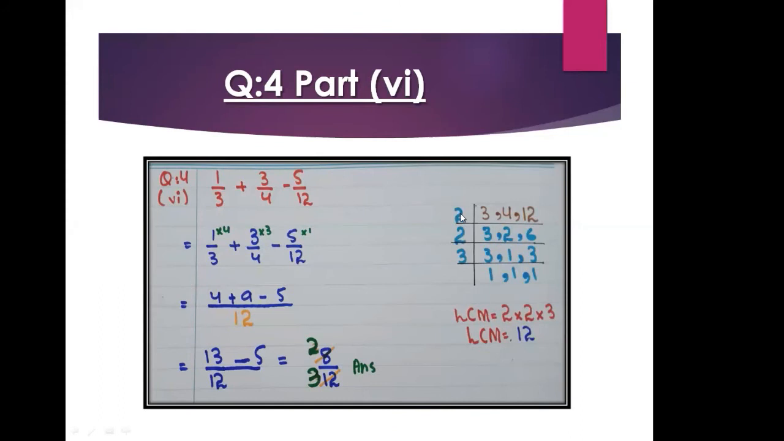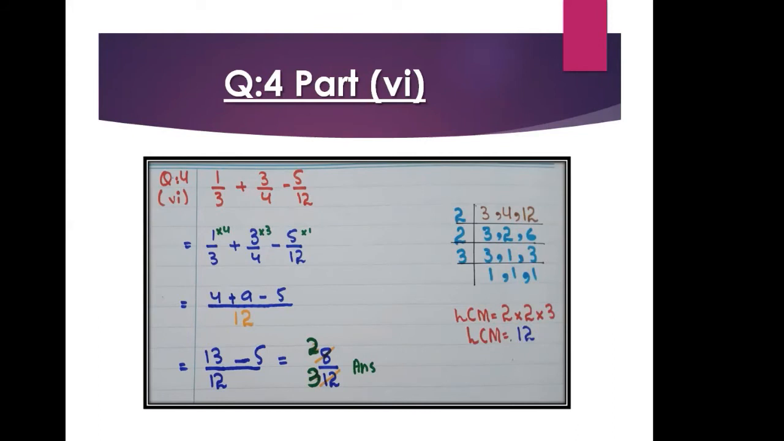The least number is 2. First we have to take the LCM from 2, then again 2, then 3. So 2 multiplied by 2 multiplied by 3 equals 12. The LCM of 3, 4 and 12 is 12. So the next step after taking the LCM, what we have to do? We have to make the denominator same.